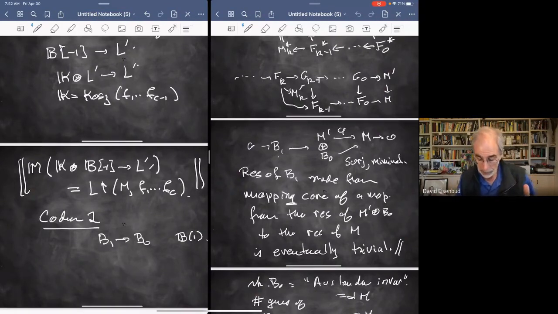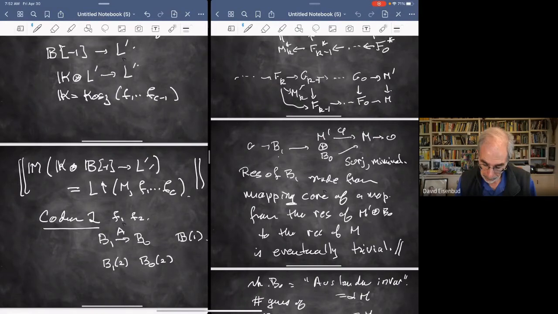M prime is now, remember we're in codimension 2, we have F1 and F2. And M prime is a maximal Cohen-Macaulay module over S mod F1, so it has a matrix factorization, and this is it. This is the matrix factorization of M prime. And now what does the whole thing look like? Well, I have also a B1 of 2 mapping to B0 of 2. That was my new B.